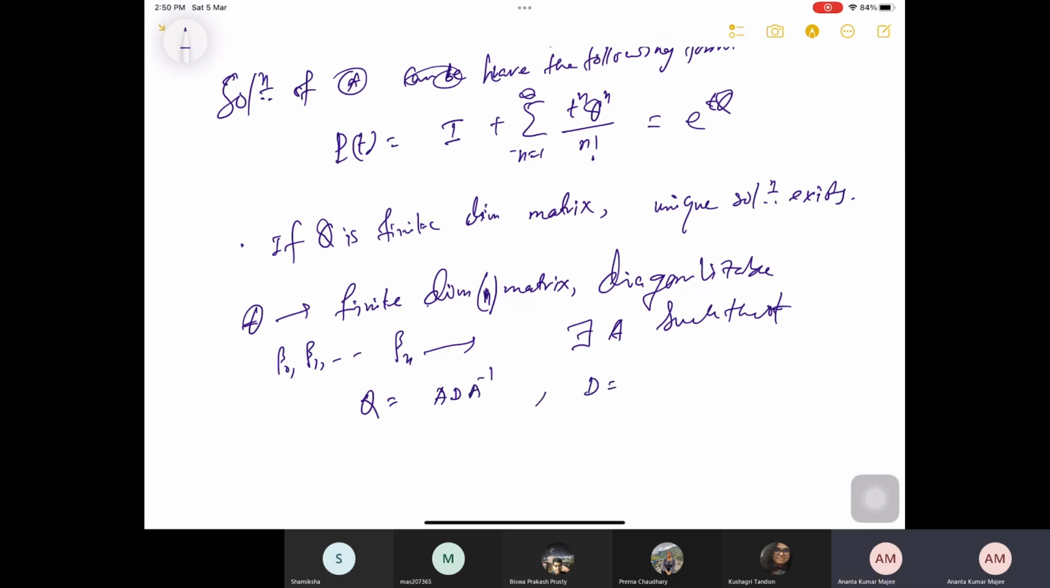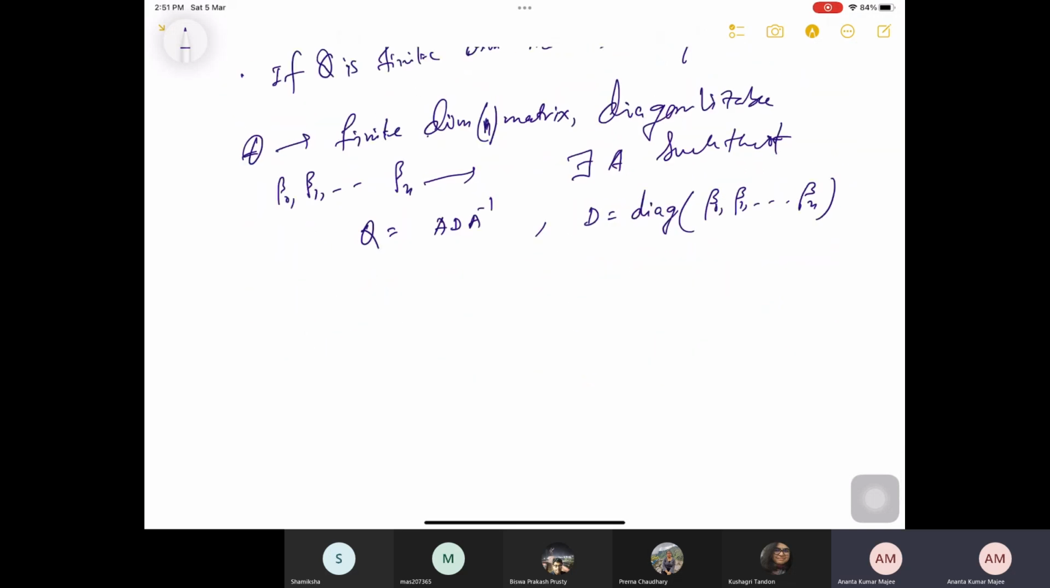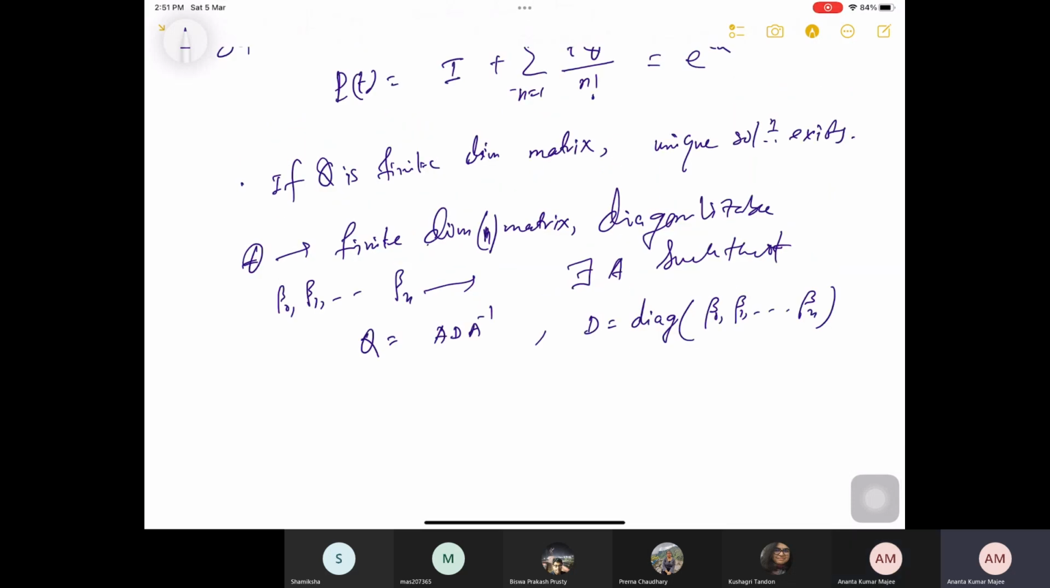That means I can think of my Q as A D A inverse. And what is your D? D is nothing but the diagonal matrix with entries beta 0, beta 1 up to beta n. Okay, so D is a diagonal. That part you know already from your linear algebra class or something like that.